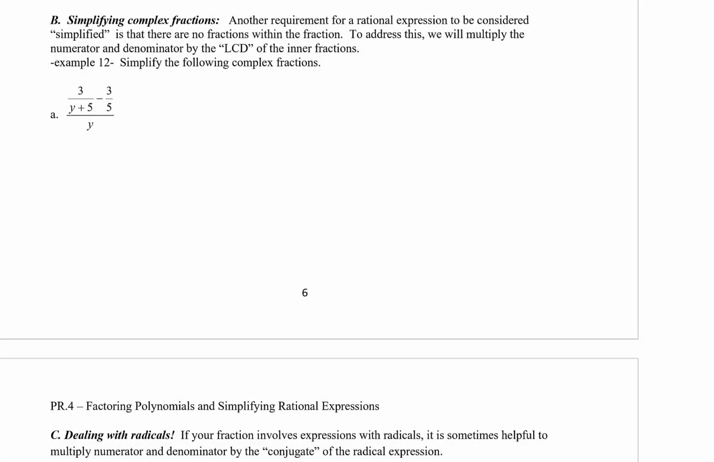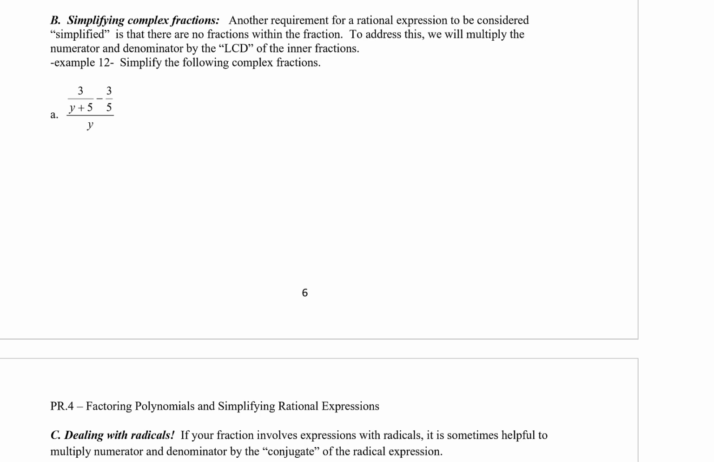B. Simplifying complex fractions. Another requirement for a rational expression to be considered simplified is that there are no fractions within the fraction. To address this, we will multiply the numerator and denominator by the LCD of the inner fractions. Example 12. Simplify the following complex fraction.